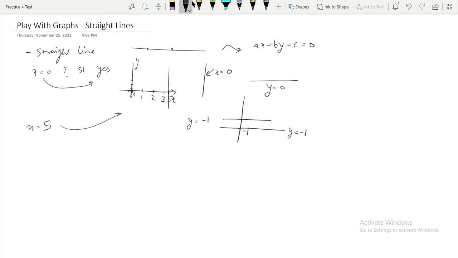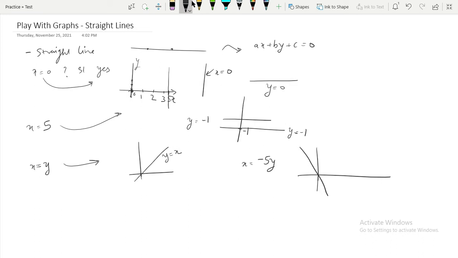This is a line. Now if you say what is x is equal to y, is this also a straight line? Yes, this is also a straight line. So how does this look? This looks like this. This is y is equal to x. Similarly, if you ask x is equal to minus 5y, so what is this? This is also a straight line. This looks like somewhat this. X is equal to minus 5y.